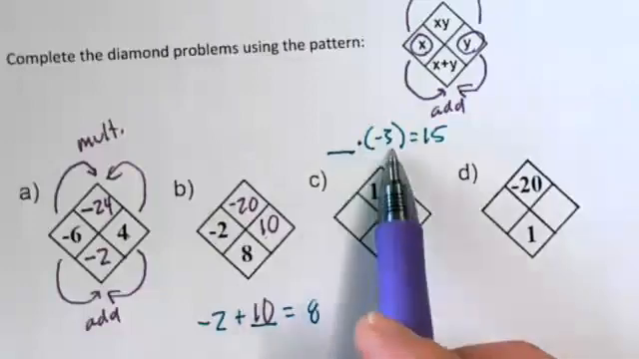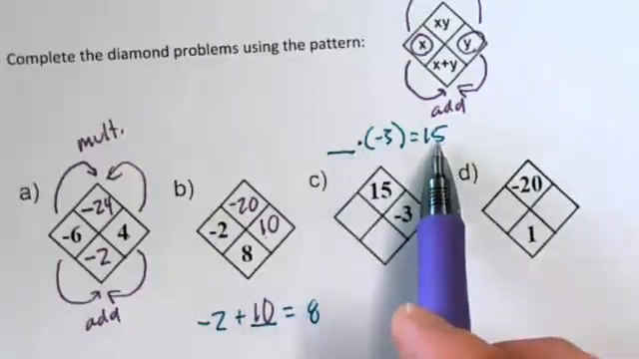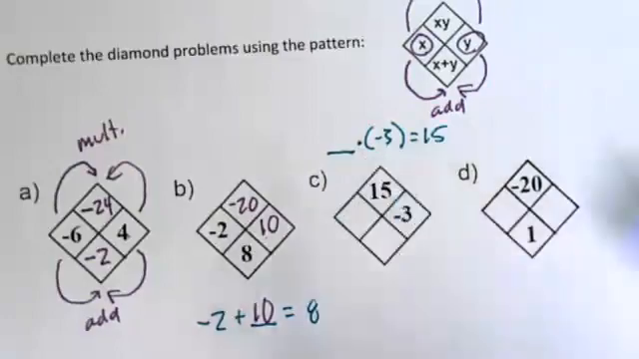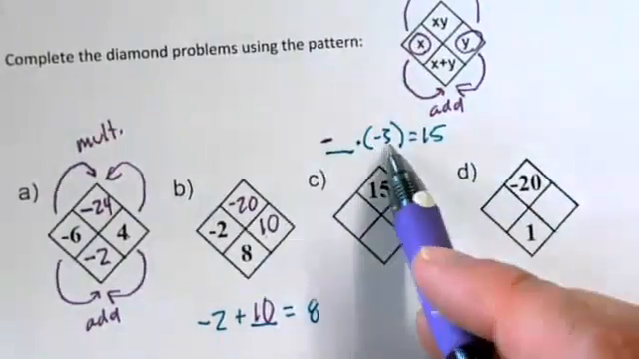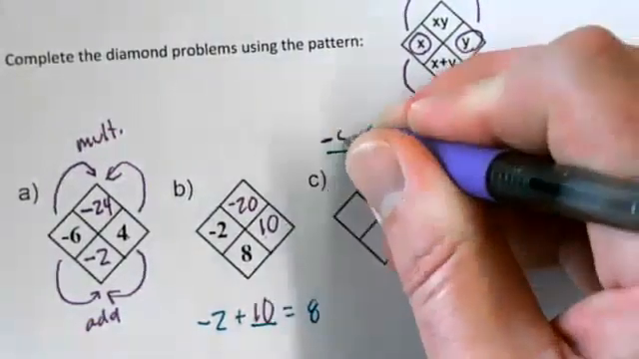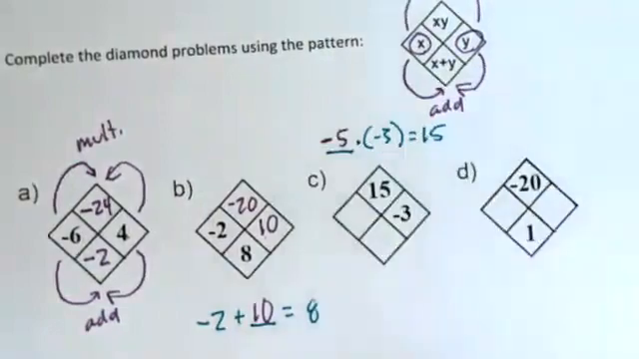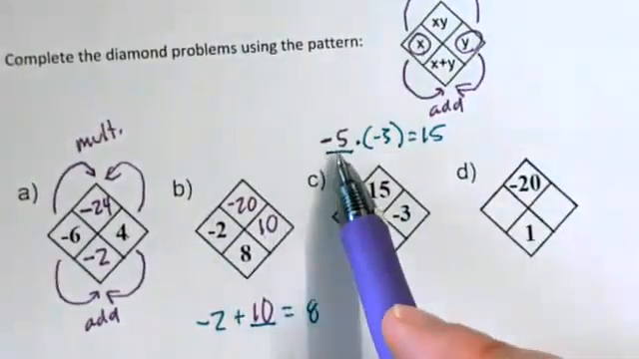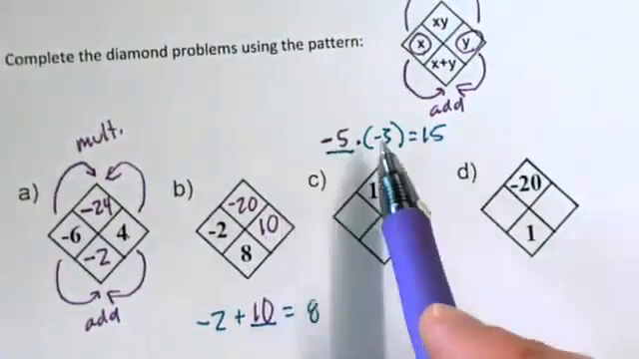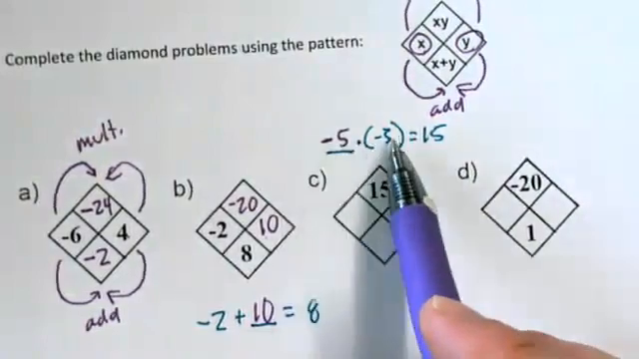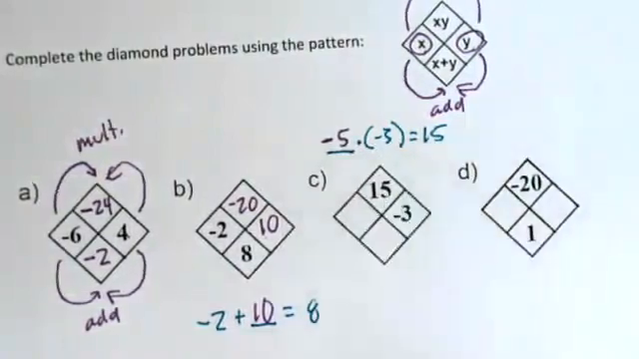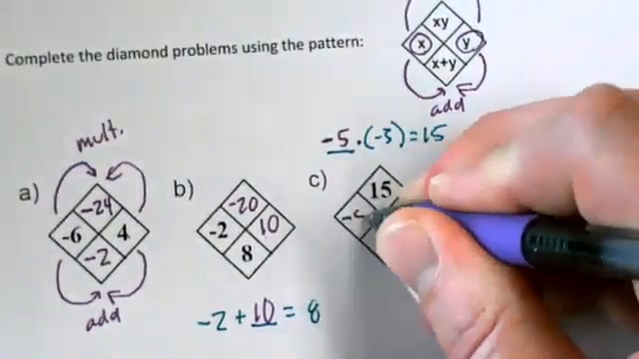What multiplies with -3 to give me a positive 15? Well, I know a negative times a negative is positive, so I know my answer is going to be negative. And then what multiplies with 3 to give us 15? Well, 5 times 3 is 15. Just double checking, -5 times -3, that would be negative times a negative is positive. 5 times 3 is 15. So that does work. So the side number is -5.